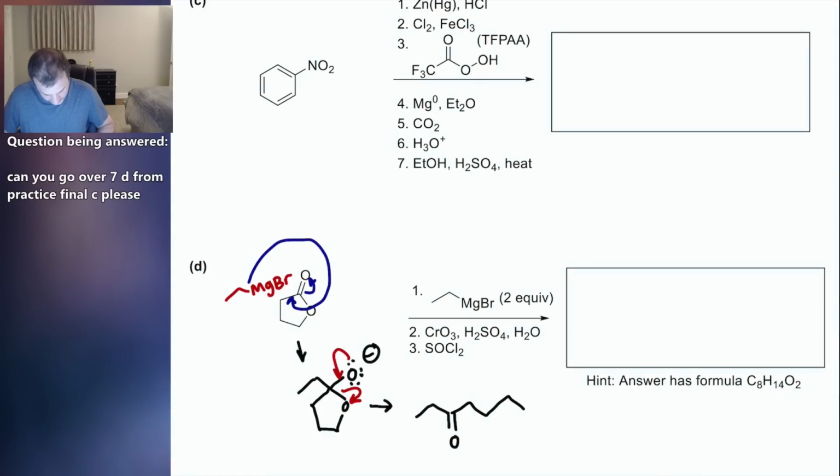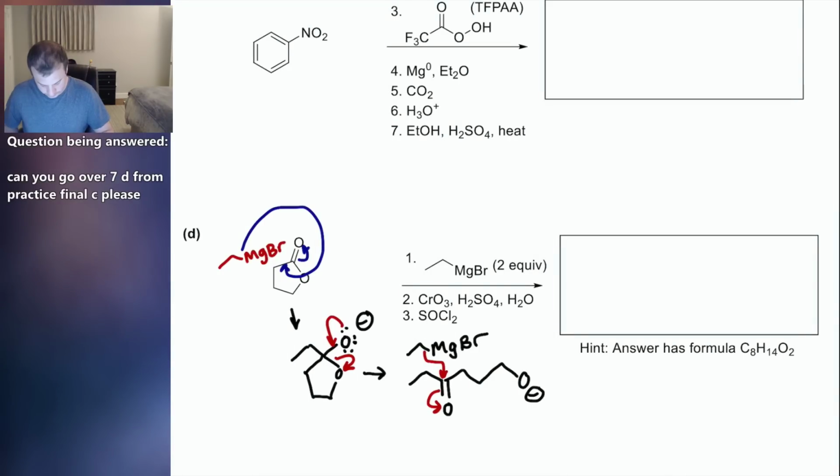We have 1, 2, 3, 4, 5 carbons. O minus, and then another equivalent of the ethyl magnesium bromide adds. Okay, so then we get a molecule that looks like this. So we've added 2 R groups to our carbonyl.